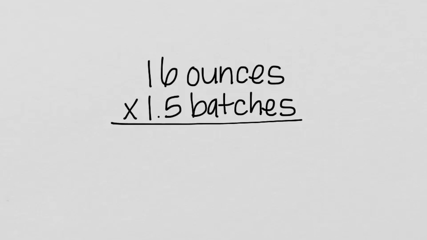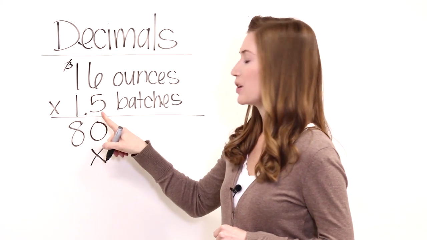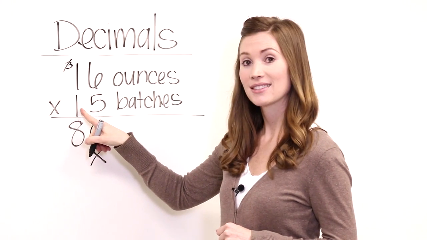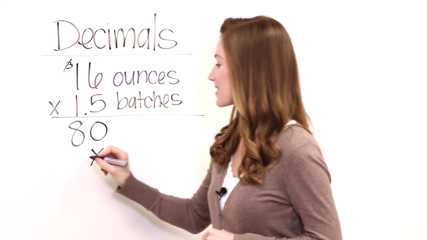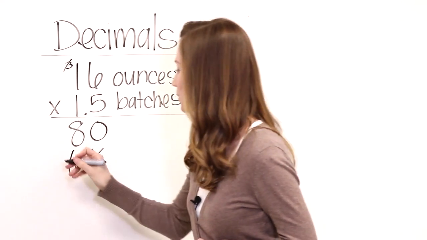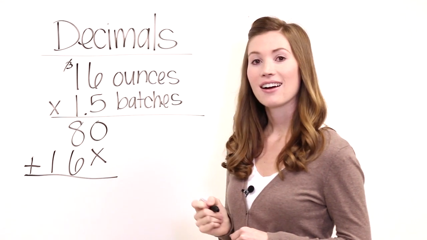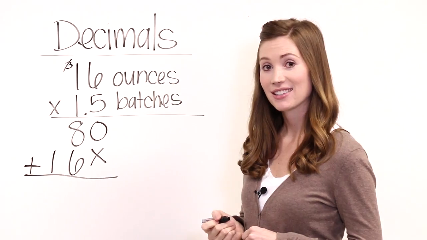5 times 6 is 30. Write the 0, carry the 3. 5 times 1 is 5, plus 3 is 8. Let's cross off that 3 so we know we're done with it. Now we need a placeholder because we're moving on from our tenths to our ones. 1 times 6 is 6, and 1 times 1, that's easy, that's 1. Now we're going to add our numbers so we can get our final product.